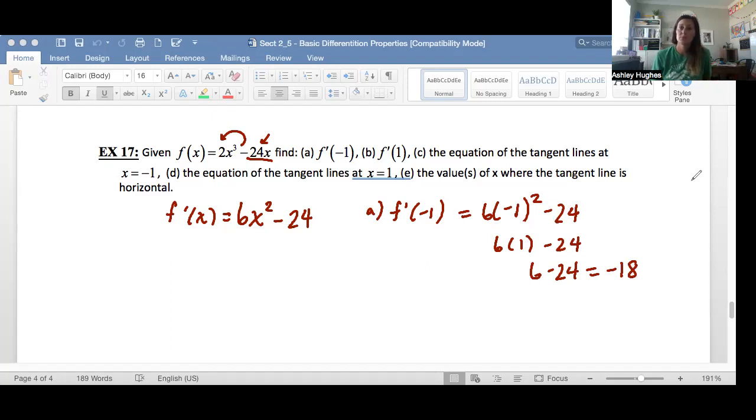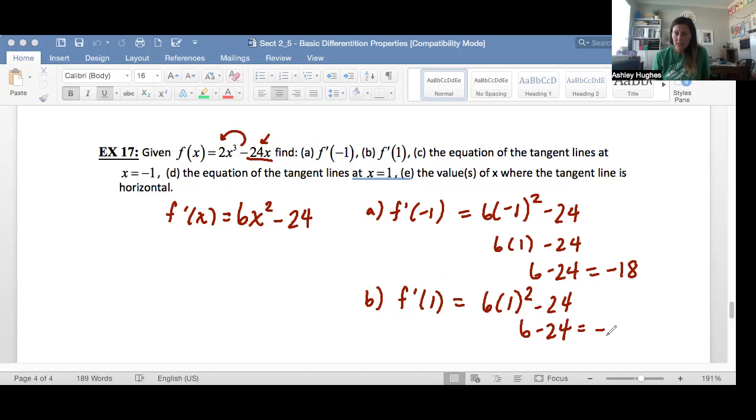So let's do the next part. B, f prime of 1. If I plug in 1, 6 times 1 squared minus 24, 6 minus 24 gives us negative 18. Okay, so that begins A and B.